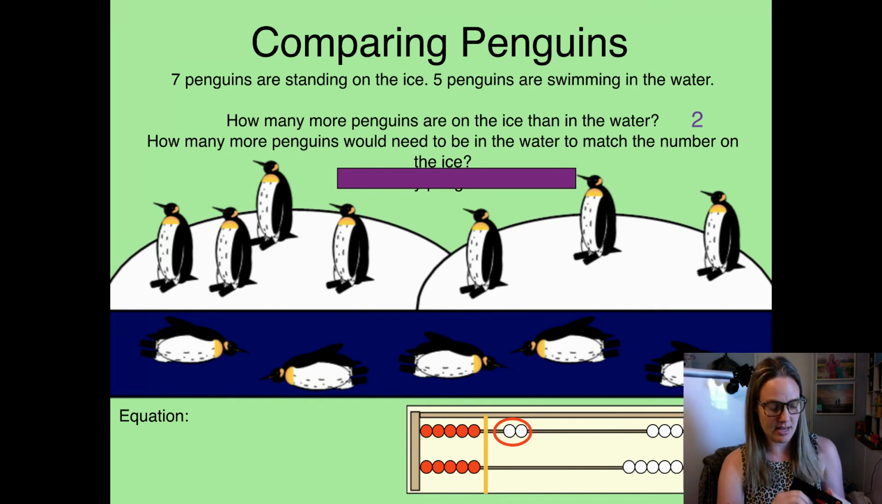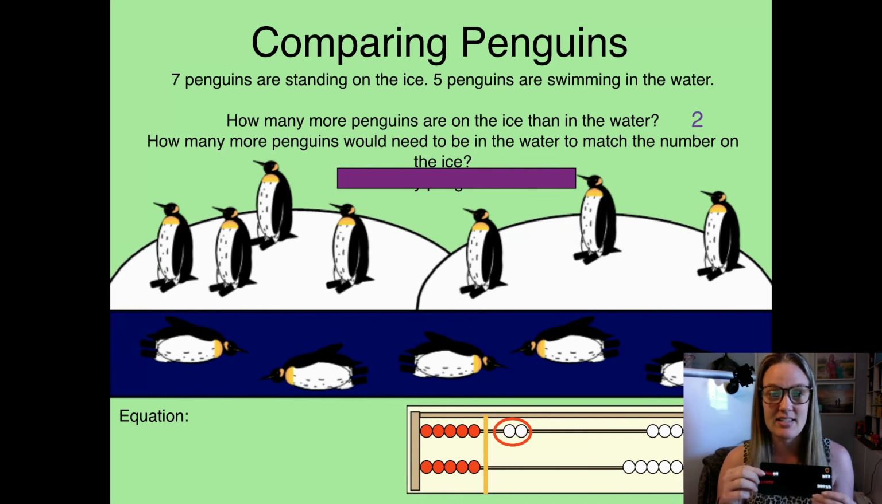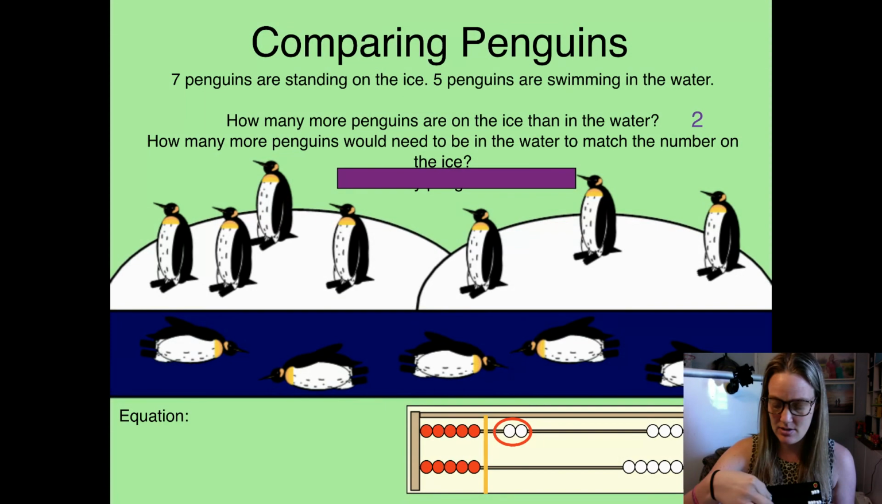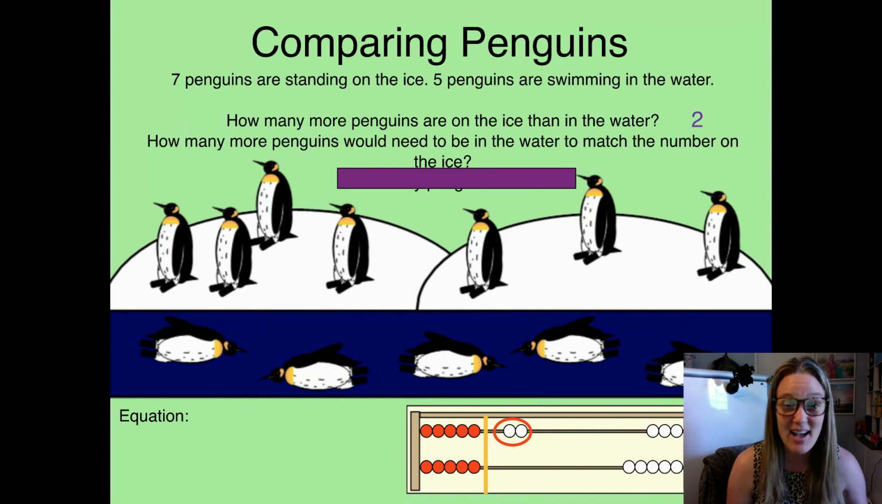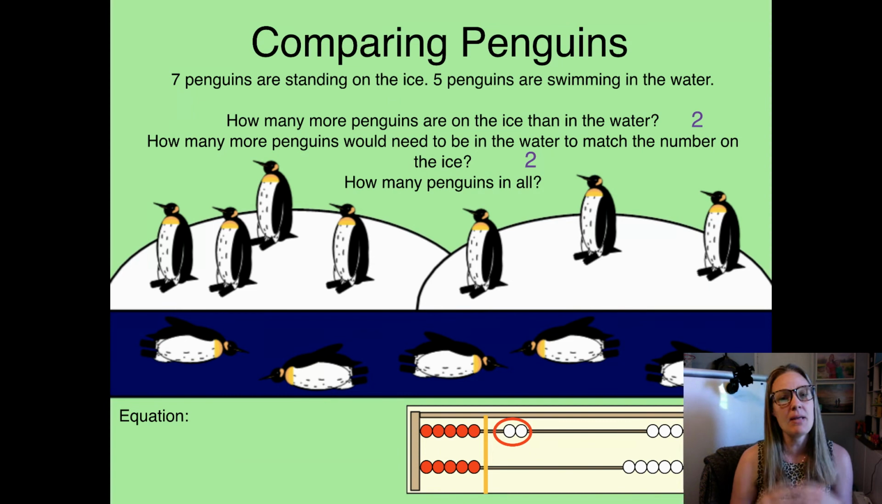There's 5 in the water, and there's 7 on the ice, right? There's 7 on the ice. How many more penguins do we need to be in the water to match the number on the ice? I still push those same 2 over, right? If I wanted them to match, 7 and 7, how many more do I need to add? Yeah, I need to add 2 more. Yeah, very good, because 5 plus 2 is 7. Perfect. All right, the last one says, how many penguins in all?